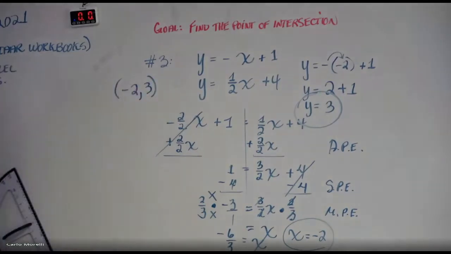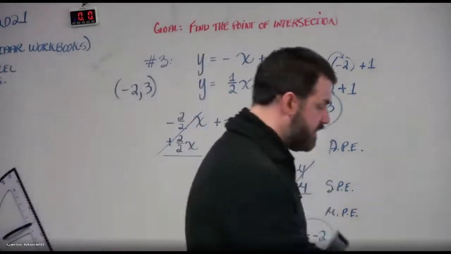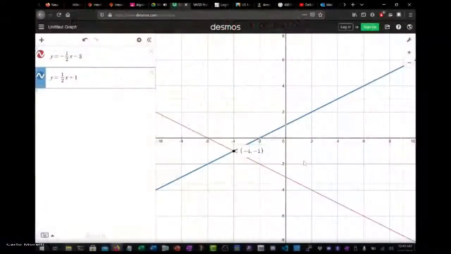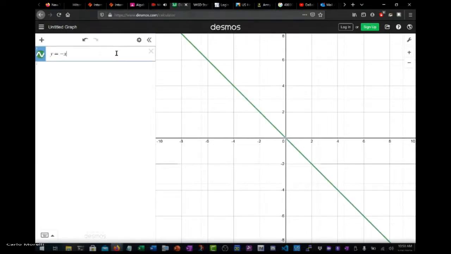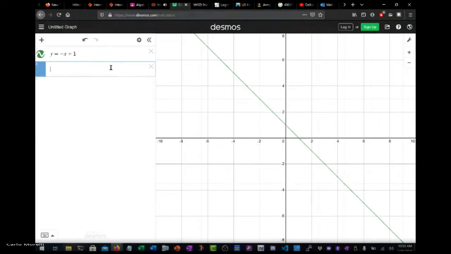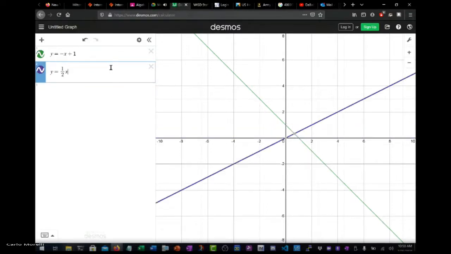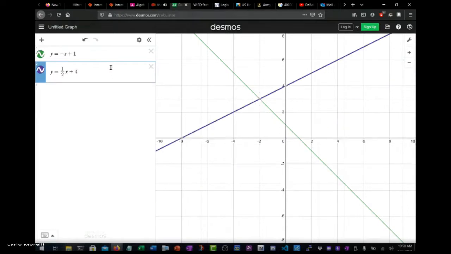Now, how to check our work is to go to Desmos and check it by typing in the original equations and seeing if they cross at negative 2, comma 3. So I'm going to type in y equals negative x plus 1 and y equals 1/2 x plus 4. Let's see. Does it cross at negative 2, comma 3? Yes. Neat. All right. That's it.